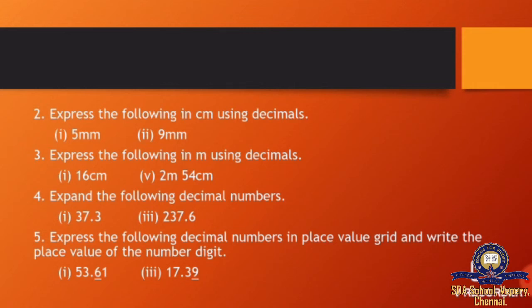Fifth problem is express the following decimal numbers in place value grid and write the place value of the underlined digit. So, here 53.61 and another sum 17.39 is given. First, you need to express the following decimal numbers in the place value grid, which means you need to draw a box and write ones, tens and however many places there are. And after that, you need to write the place value of the digit which is underlined. Okay, students?